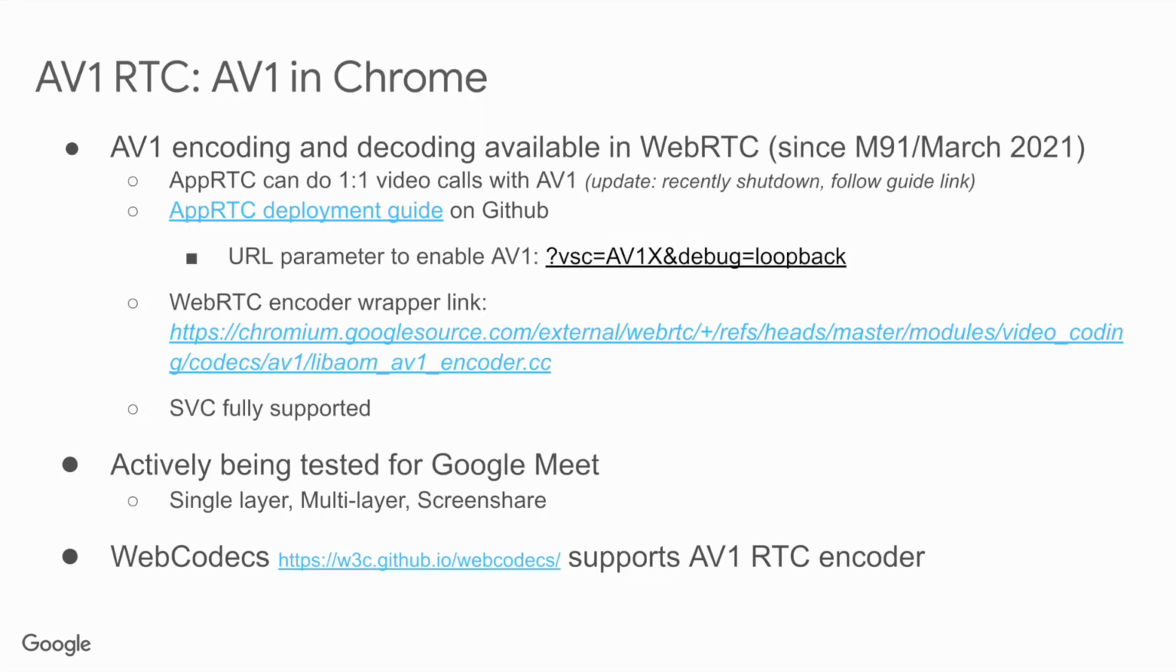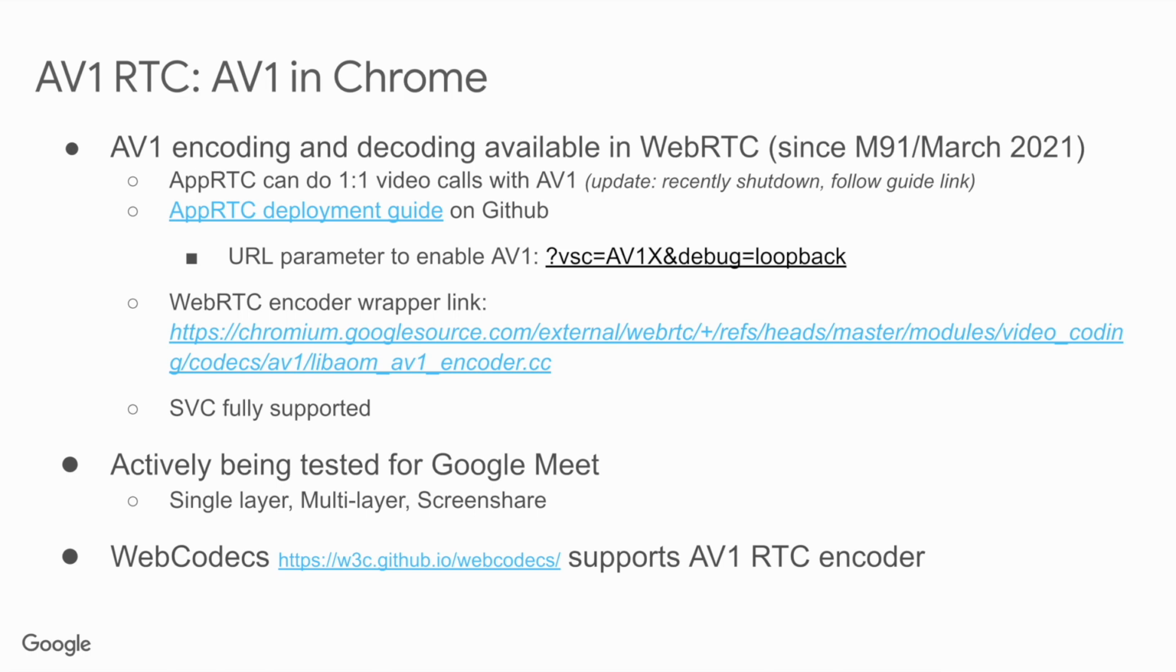For Google Meet, the first big step was to get AV1 into Chrome, and this was done in M91, which was just about a year ago. And since that milestone, there have been many quality and speed improvements. Currently, one can do one-to-one video calls with AV1 using AppRTC. I have a link here to the deployment guide, and also the URL parameter that you need to set to actually enable AV1. WebRTC and Chromium is actively using AV1, testing it, and I put the encoder wrapper link here.